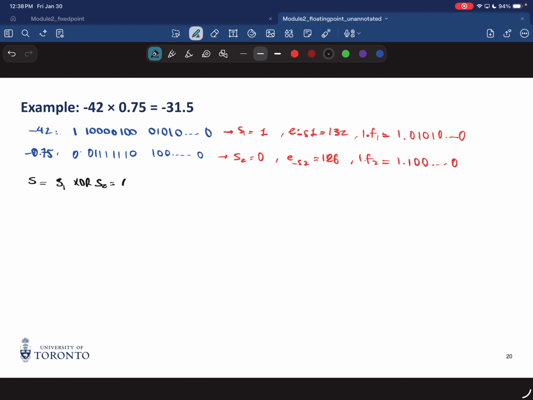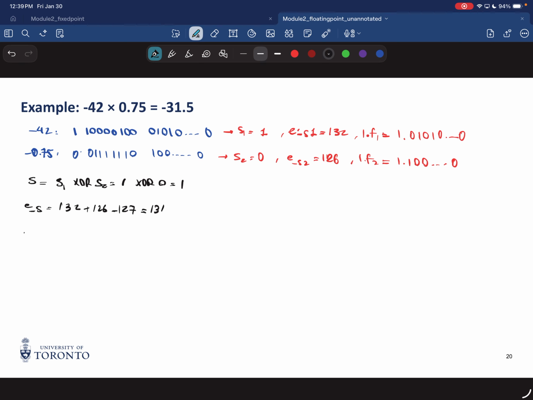1 XOR 0 is 1. Yes, it's going to be a negative number. You're multiplying a negative by positive, it's going to be negative. Then E stored. It's better to do E stored because then you don't have to do the addition. But here it's going to be 132 plus 126 minus 127, which is going to be 131. Right? Perfect.